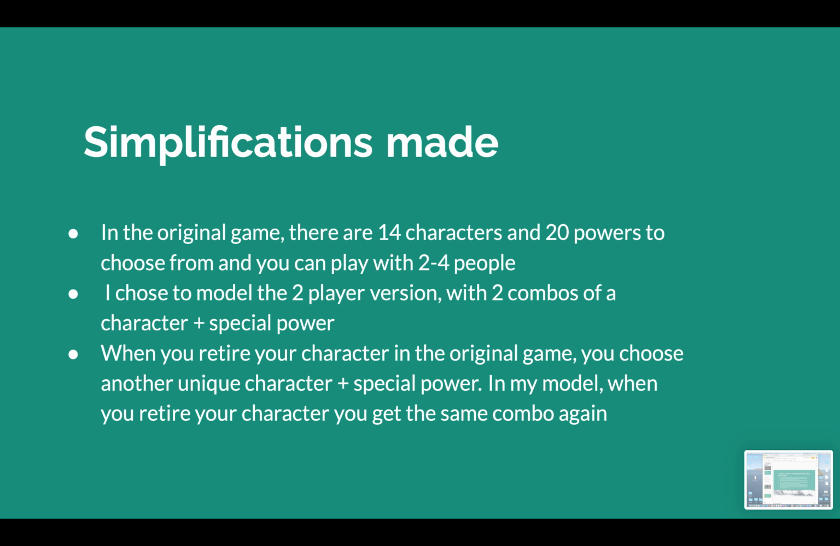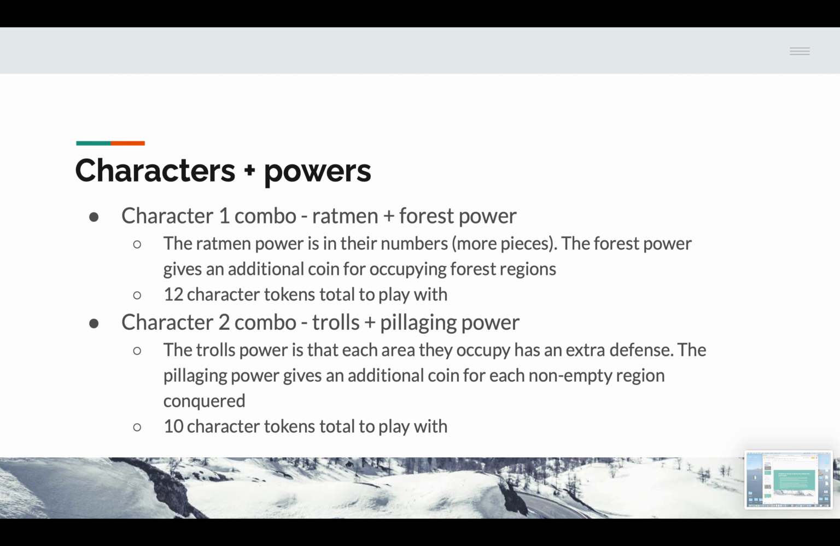And usually when you go into Decline in the original game, you choose a unique combination, but in my model, you get the same combination again when you go into Decline. So the first one is the Ratmen with the Forest power. The Ratmen, their power is in their numbers, and their Forest power gives them additional coin for occupying forest regions. And you get 12 character tokens to play with.